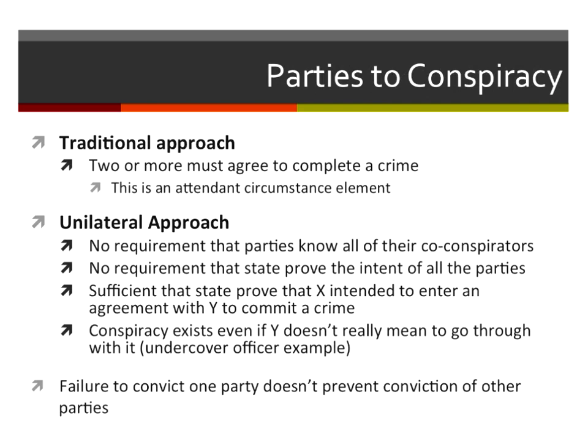Parties to a conspiracy, as I mentioned earlier, two or more must agree to complete the crime, and this is what we consider an attendant circumstance. That's the traditional approach. A unilateral approach is that there is no requirement that parties know all the co-conspirators, and no requirement that the state prove the intent of all the parties. It's sufficient to prove that X intended to enter an agreement with Y to commit a crime. Even if Y doesn't really intend to go through with it.